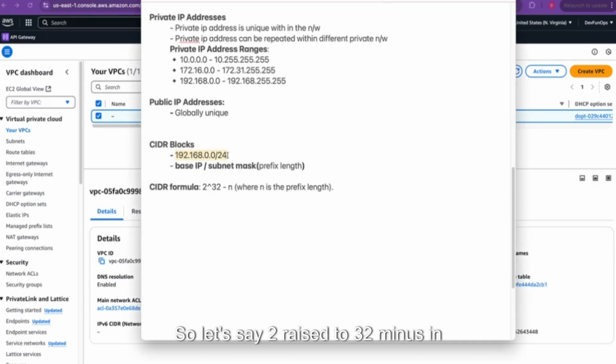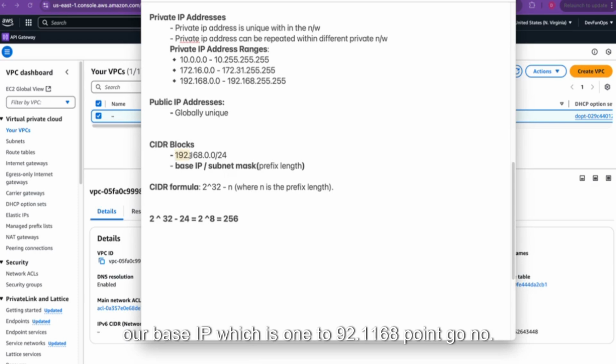So let's say 2 raised to 32 minus n. In our case, n is 24, so it will become 2 raised to 8, which is nothing but 256. So we can say in this particular CIDR block, we will have 256 different, or 256 unique, IP addresses. Let's see how we can get those 256 IP addresses.